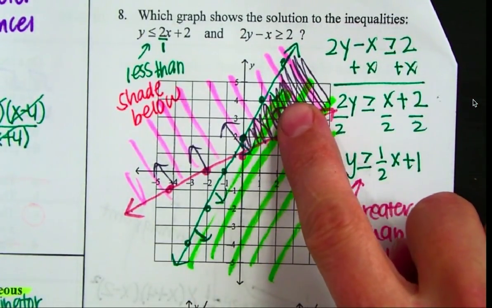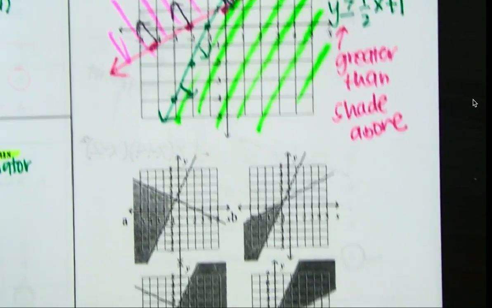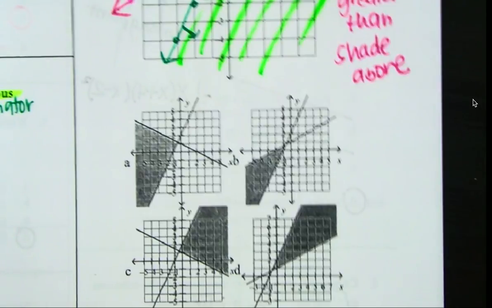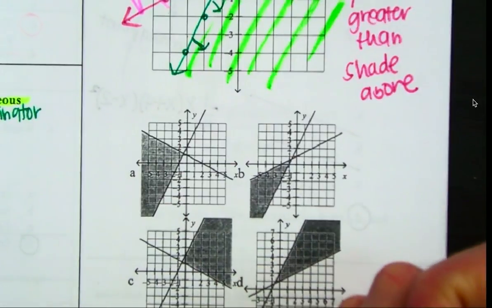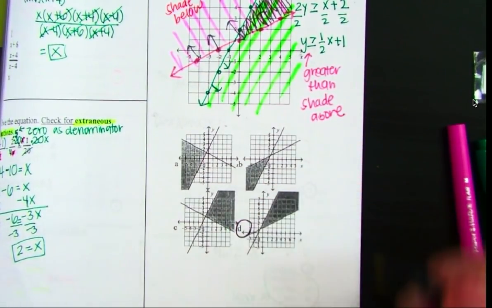So we are going to choose, it looks like D. Okay, so based on our shaded region, our answer is D.